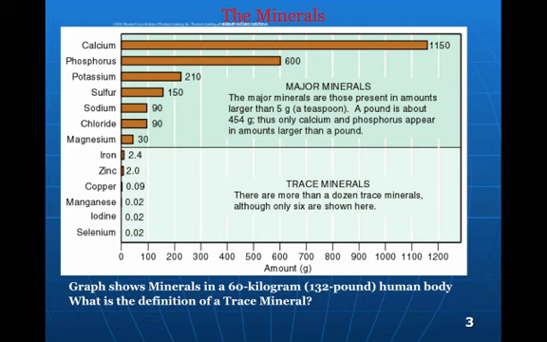The major minerals are those present in amounts larger than 5 grams, or a teaspoon, in our body. This is for a typical person that is about 60 kilograms, or 132 pounds. A pound is about 454 grams, so only calcium and phosphorus appear in amounts larger than a pound. The most common mineral in our body is calcium, I think we all know that. Second most common is phosphorus, and then it ranges all the way down to magnesium. So the major minerals are absolutely essential minerals.